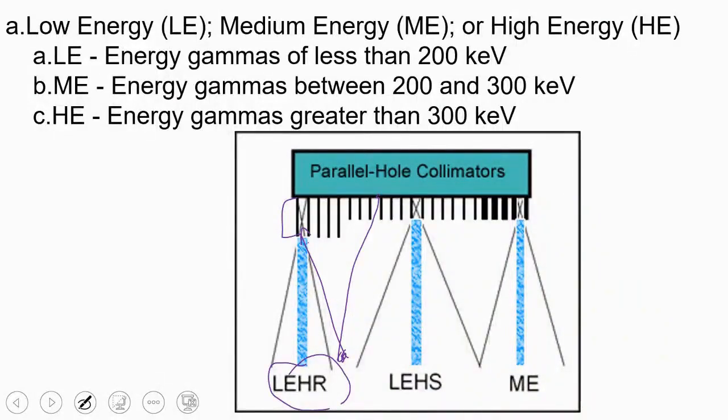So, for high resolution, I have two things: the diameter of the hole is small, and the length of the collimator is long. These improve my resolution and reduce my sensitivity. On the contrary, when you shorten the length, it increases your sensitivity. So it is called low energy, high sensitivity. This is, of course, because your medium energy has a large thickness.